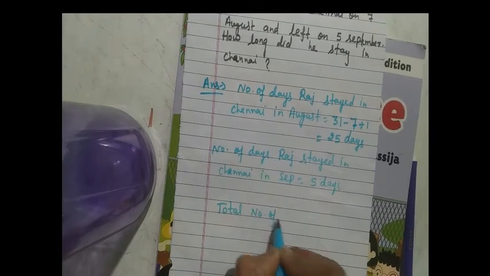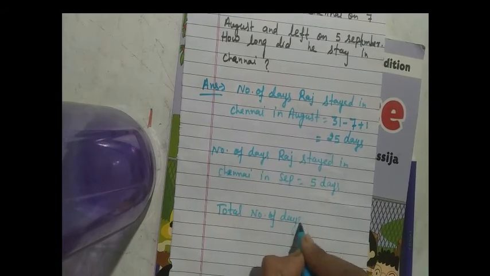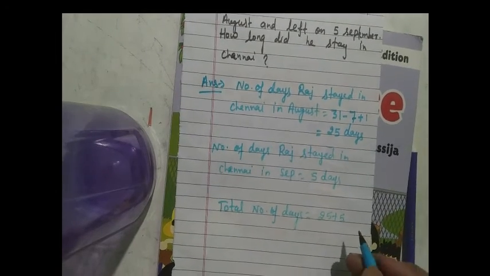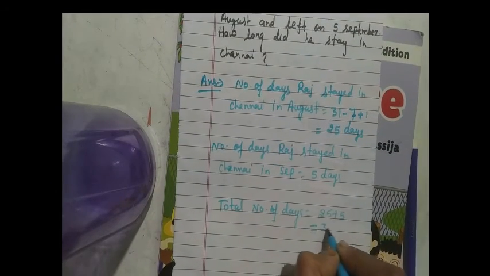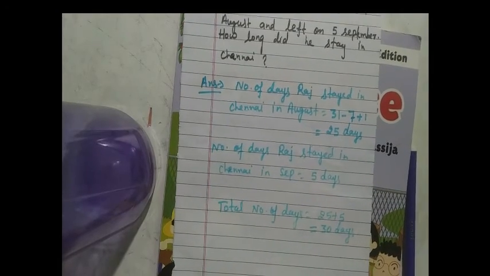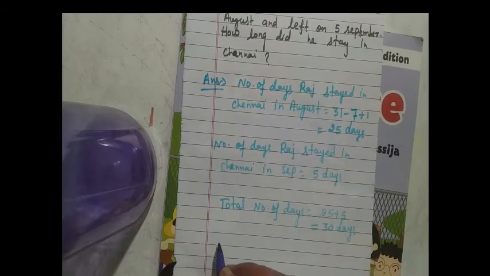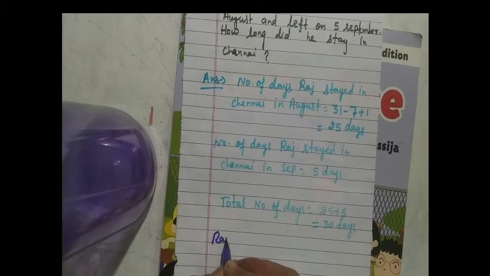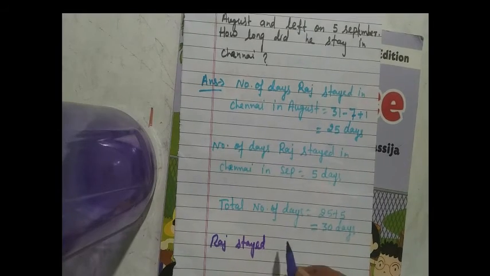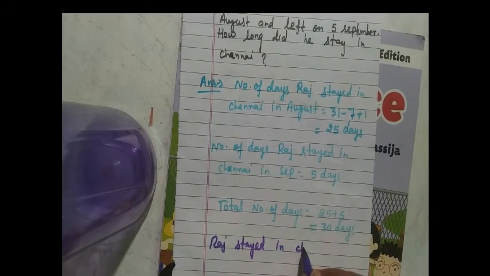Clear? So what is the answer you will write? Raj stayed in Chennai for how many days? For 30 days. Is it clear, students? So in this way you will solve the calendar story sums. Clear?